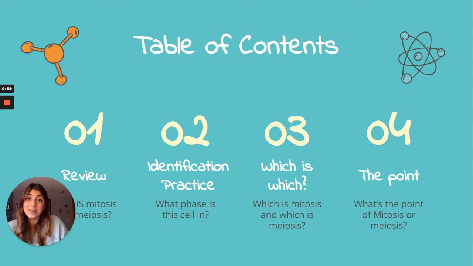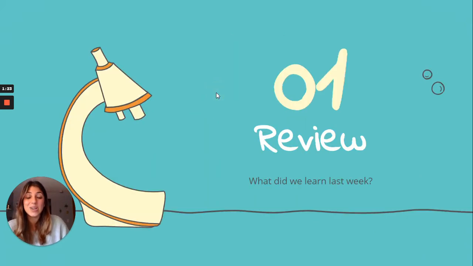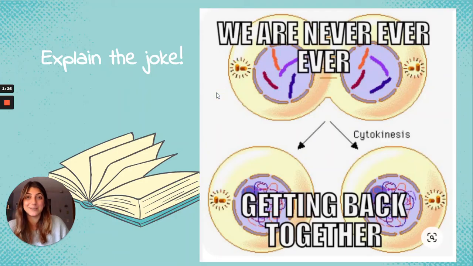You'll have an opportunity to practice identifying real live cells, or images of real live cells, and then you're going to have an opportunity to choose which is which, so which is mitosis and which is meiosis. And then we're just going to get down to the straight point, and hopefully this will help you remember the difference between mitosis and meiosis. So without further ado, let's go ahead and begin. What did we learn last week?